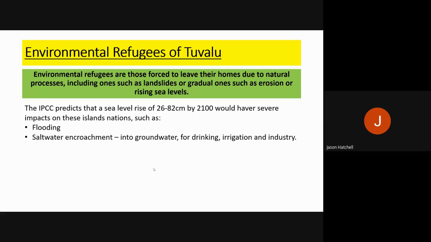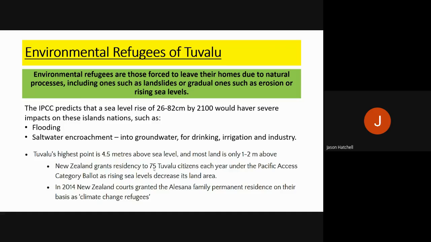The Intergovernmental Panel on Climate Change predicts that sea level rises of 26 to 82 centimeters will happen by 2100. That will have severe impacts on places like Tuvalu due to flooding and saltwater encroachment, which means that the farming industry will be destroyed, and agriculture, particularly in terms of crops, drinking water, irrigation, and industry would also be damaged as a result. Remember, Tuvalu's highest point is around 5 meters above sea level, but most of it is only 1 to 2 meters above sea level.